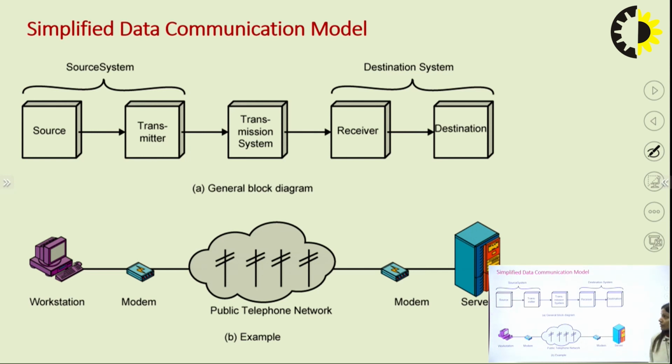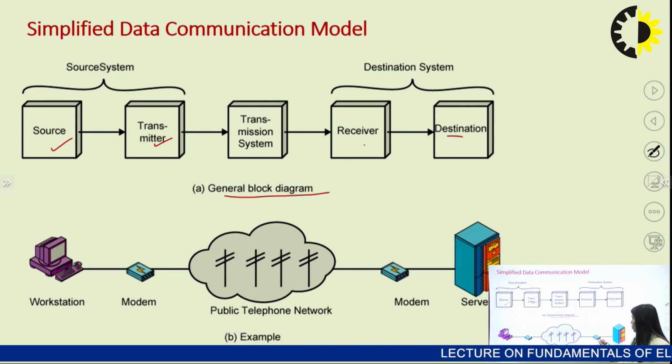Now this is one simplified data communication model in which I have taken the source, then transmitter, transmission system, receiver, and then destination. So this is a general block diagram by which we can understand data communication. Here, for example, this is my workstation. The workstation modem has been connected. This modem is connected to my public telephone network PSTN, and then again a modem to my other end device.